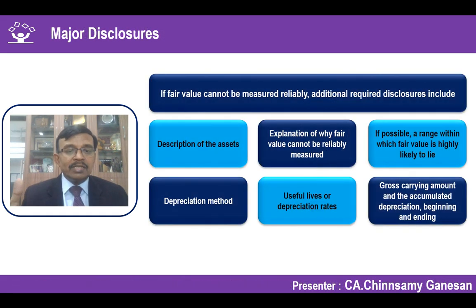Everything should also come into the major disclosure if you are adopting a cost basis, not a fair valuation basis. Because the standard's first prescription is fair value less cost to sell. Only as an alternative where it is impracticable, they are giving this, and users should know that it is valued at cost. That is the reason why elaborate disclosures are being required in that particular situation.